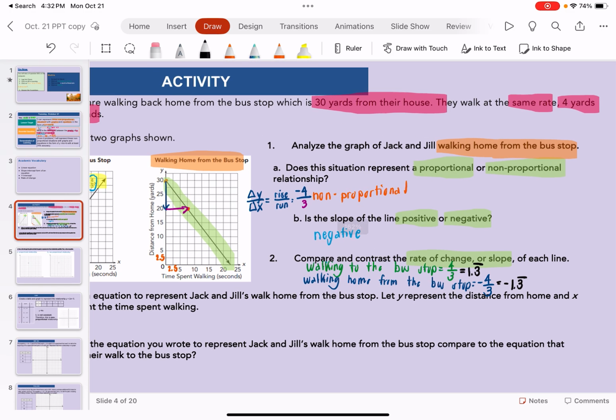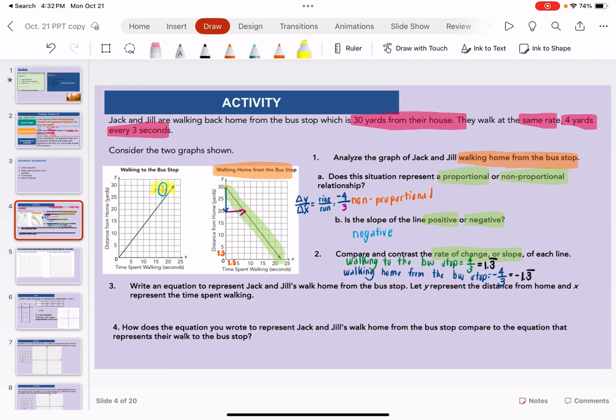Okay, so question number 3 is asking, write an equation to represent Jack and Jill's walk home from the bus stop. Let y represent the distance from home and x represent the time spent walking. Okay, so we already have our slope. That is the negative 4 over 3. So we know that this is a proportional relationship.